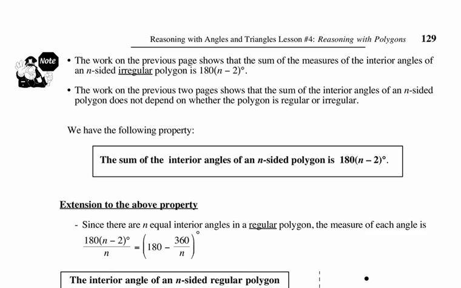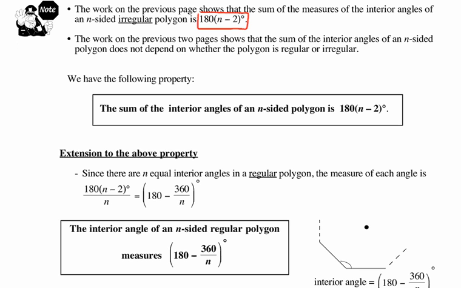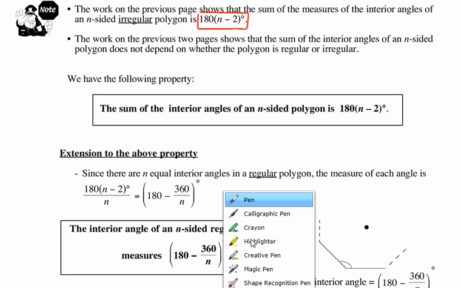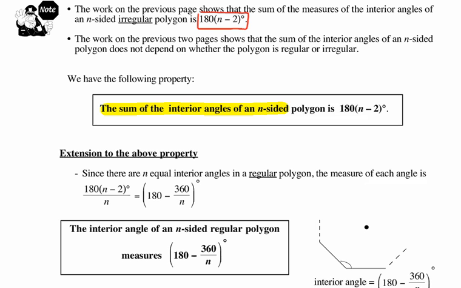So the work on the previous page shows that the sum of the measure of interior angles of an n-sided irregular polygon, meaning the sides don't have to be the same, or angles don't have to be the same, but the total angles, if you have n sides, is 180 times n minus 2. Okay, so this theorem right here is super important. The sum of the interior angles of an n-sided shape is 180 times n minus 2.